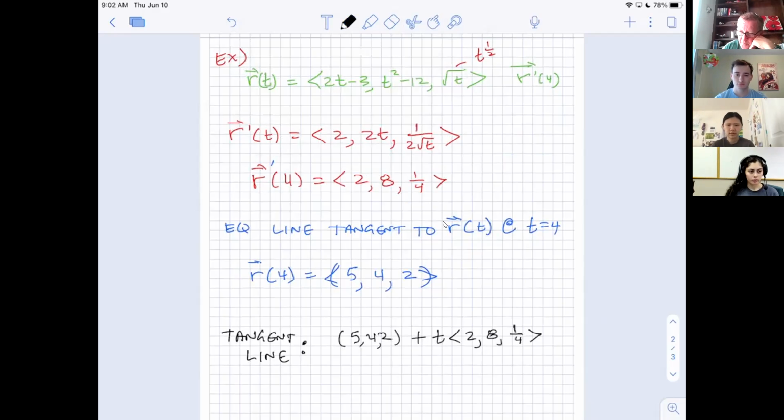But then you make t 0.1. So now you have 0.2 and 0.8 and 0.025. And so you add that to 5, 4, 2, and now you get another point, and that point's going to be right next to the previous one. Do you see this as a point finding equation? Do you see why this is working? Don't just do this because the teacher said to write it that way. Put the point and then put the vector. I just wrote it that way and they said I got it right. Visualize that that's actually working.